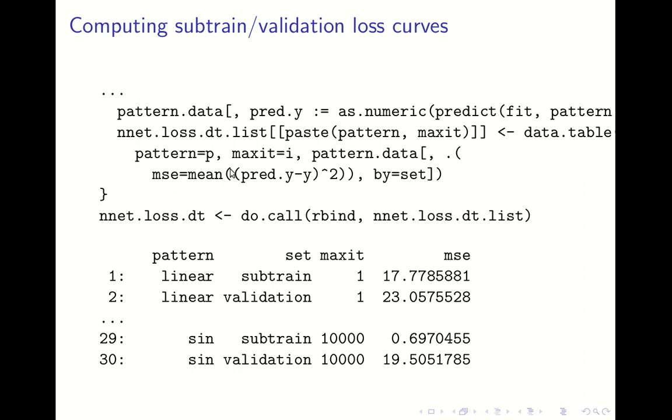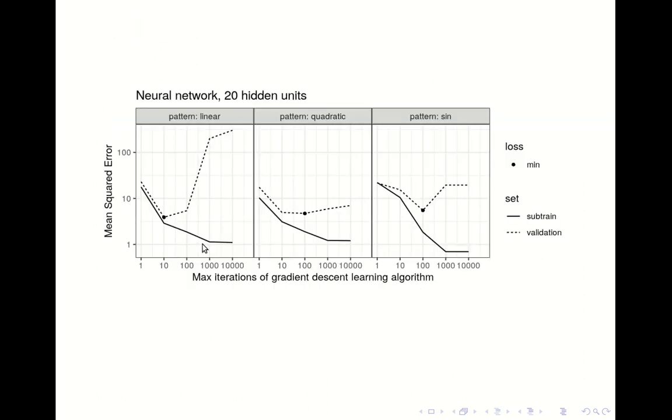At the end of that, we can combine all of those results into this nnet loss dt object, and what that looks like is something like this, where we have one row for every different value of pattern, every different value of set, and every different value of maximum iterations. Then this final column, MSE, is what we compute here. This is the mean squared error that we've computed for each pattern, data set, split set, and maximum iteration value. So those are the values that we were plotting on the previous plot.